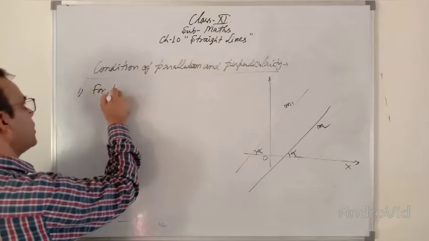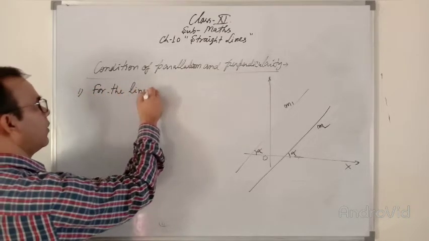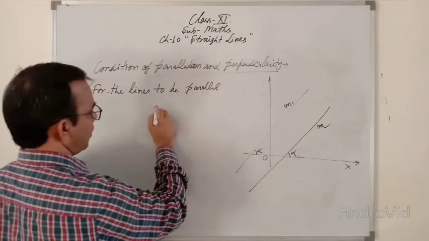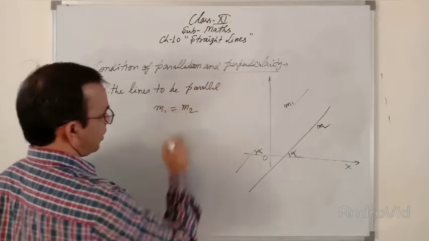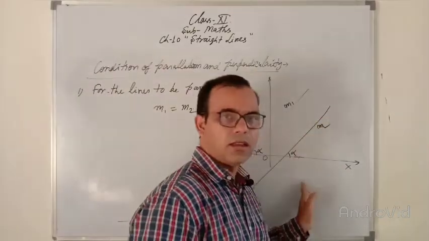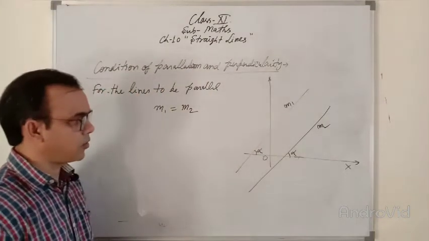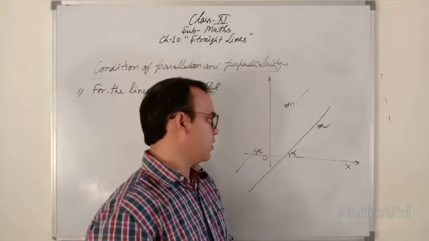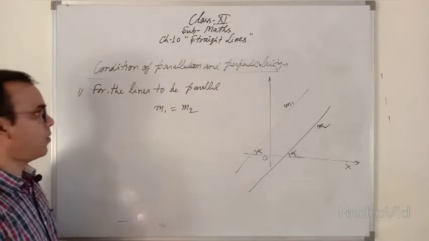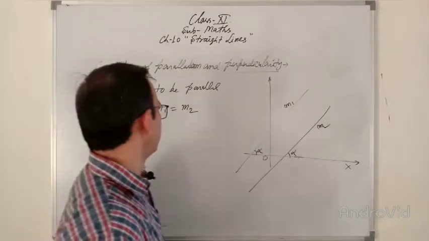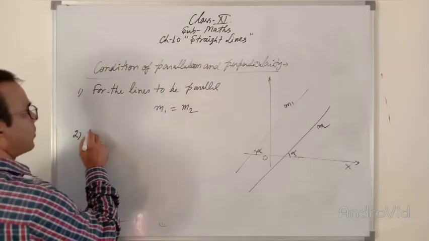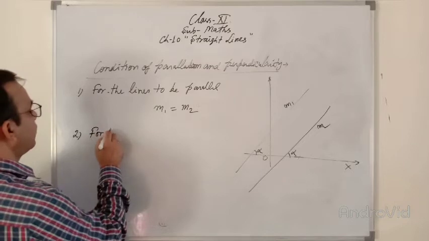Then for the lines to be parallel, m1 equal to m2. m1 is the slope of this line, m2 is the slope of this line. Then both the slopes will be equal because the lines are parallel to each other. So the slopes will remain the same. So we can write m1 equal to m2. This is the condition of parallelism. Now the second case, for the lines to be perpendicular.